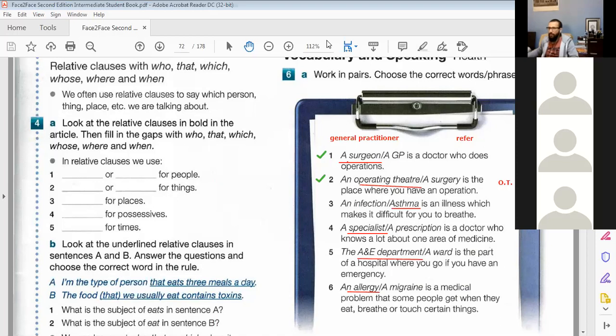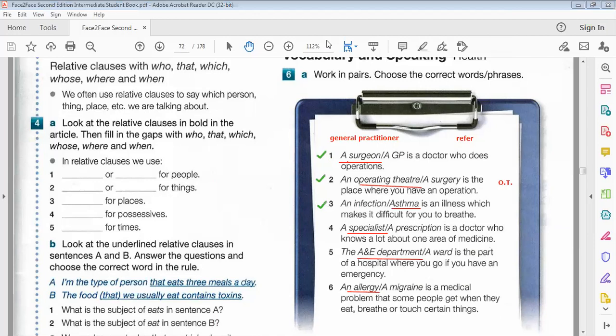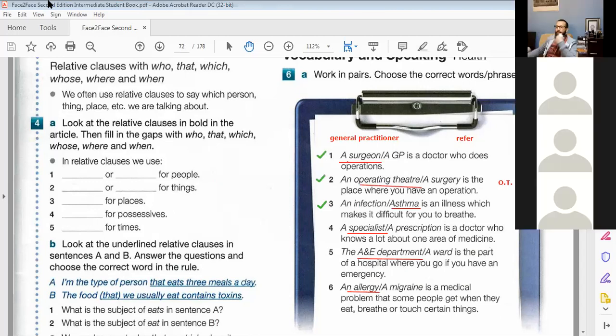4. A specialist is a doctor who knows a lot about one area of medicine. 5. The A&E department is the part of a hospital where you go if you have an emergency. 6. An allergy is a medical problem that some people get when they eat, breathe or touch certain things.